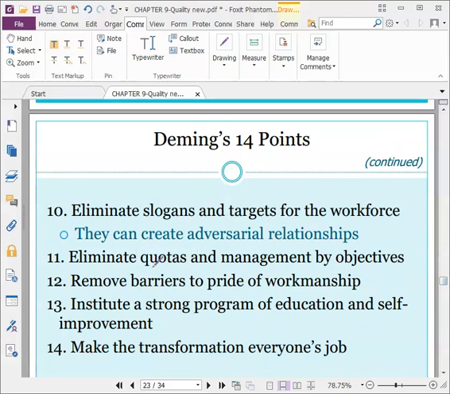And then Deming kata eliminate quotas and management by objective, remove barriers to pride of membership, institute a strong program of education and self-improvement, make the transformation everyone's job. Okay.